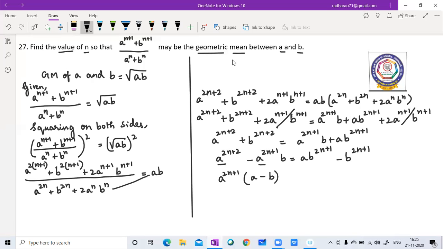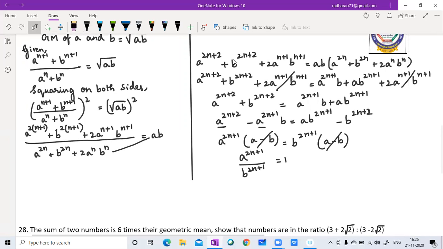Equal to, here again, sorry, here it is b power 2n plus 2. So here I take b power 2n plus 1 common. So b power 2n plus 1 if I take common, there is a minus b power 2n plus 1 which I have taken, one more b will be there. So minus b. So a minus b on either side gets cancelled. So a power 2n plus 1 by b power 2n plus 1 is equal to 1.